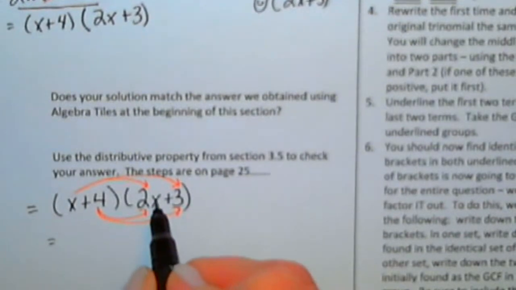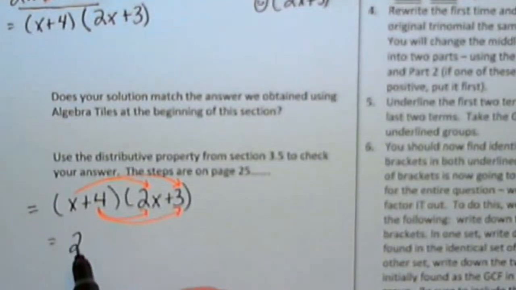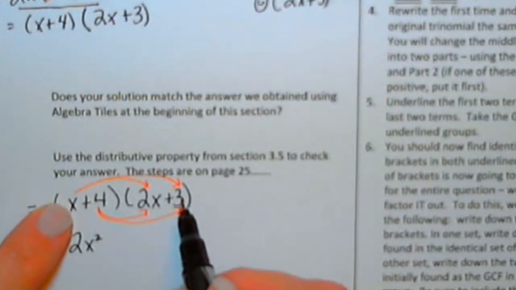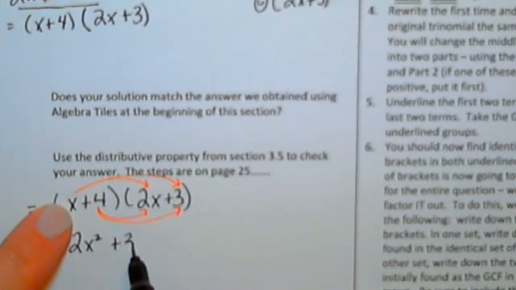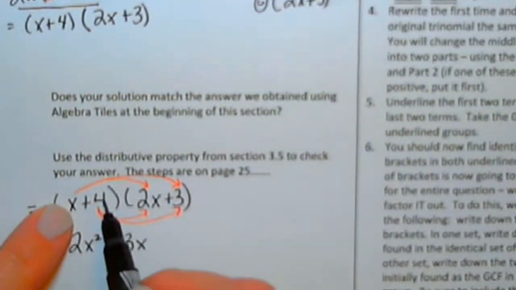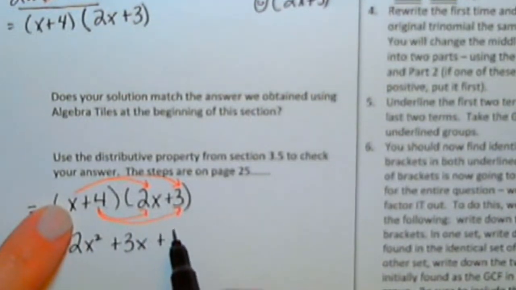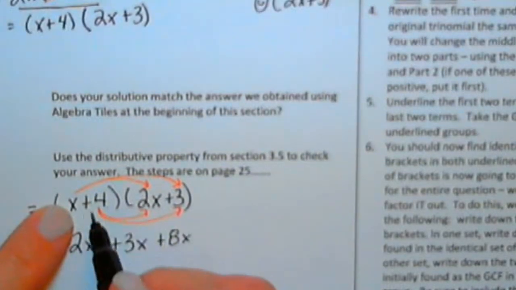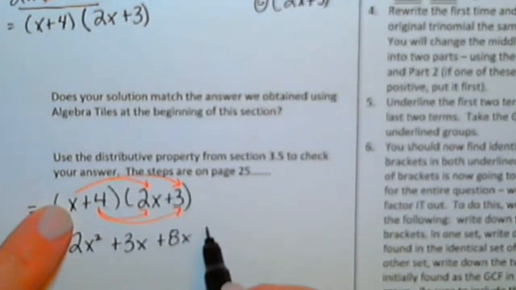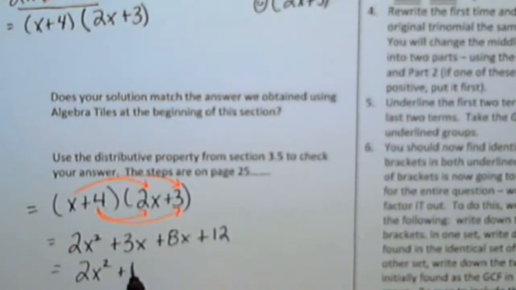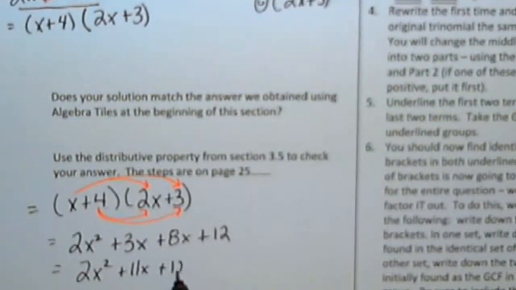What's x times 2x? 2x squared. What's x times a plus 3? A plus 3x. Now, what's plus 4 times 2x? Plus 8x. What's plus 4 times 3? Plus 12. Can I combine any like terms here? Well, I have 2x squared plus 11x plus 12.